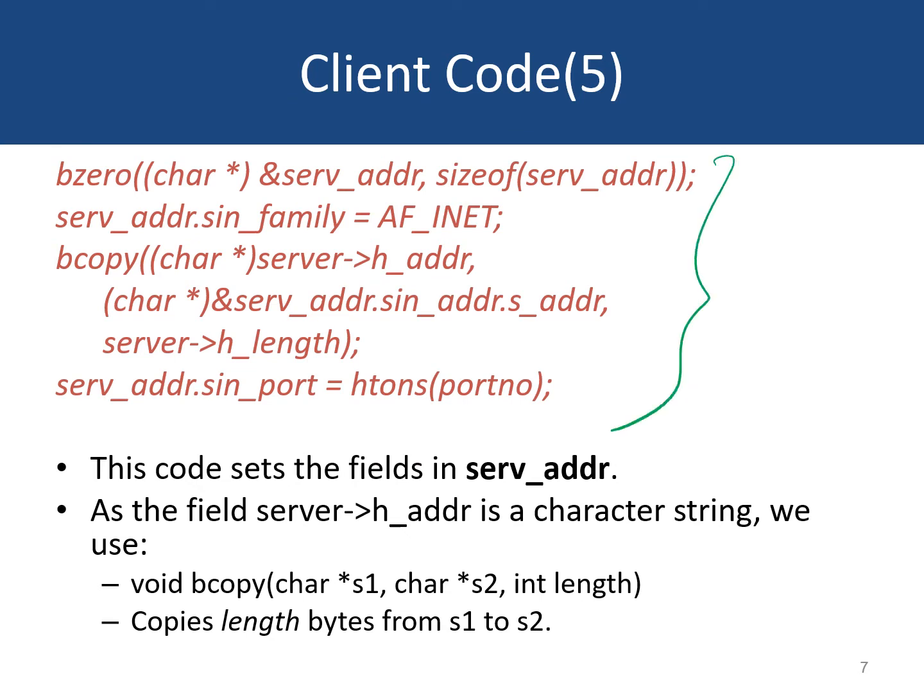Next, in this code, we will set the fields in the server_address structure before we attempt to connect with the server. Now, much of this code over here is similar to what we have also seen in the server. So just as we have done previously, we are first using this bzero function to initialize the server_address variable with all zeros. Recall, this is a structure of type sockaddr_in.